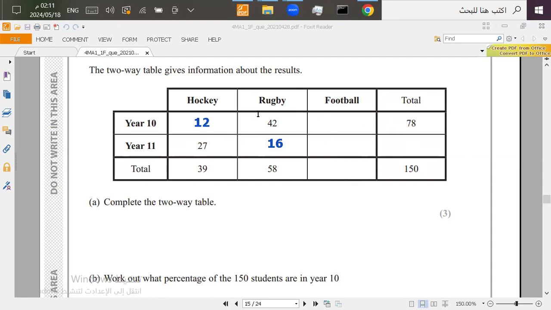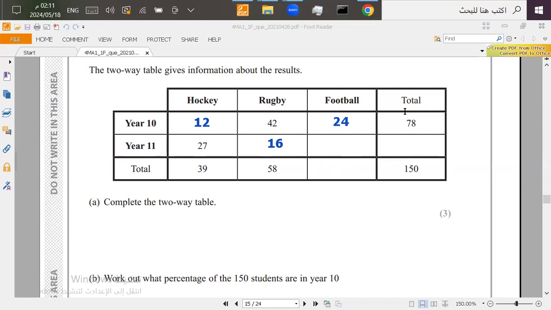We can use them. So 12 plus 42, and then subtract them from 78, we will get this total. Okay, so we add 12 and 42. 12 plus 42, we will get 54. Subtract 54 from 78, we will get 24. So this one is 24.